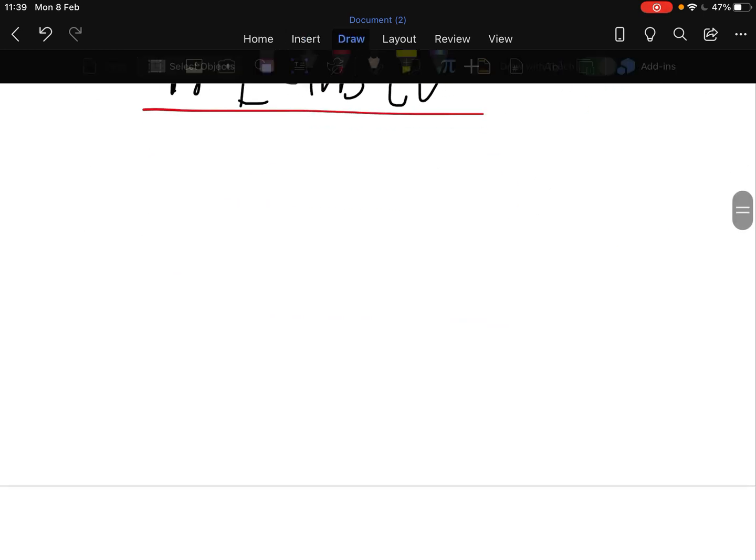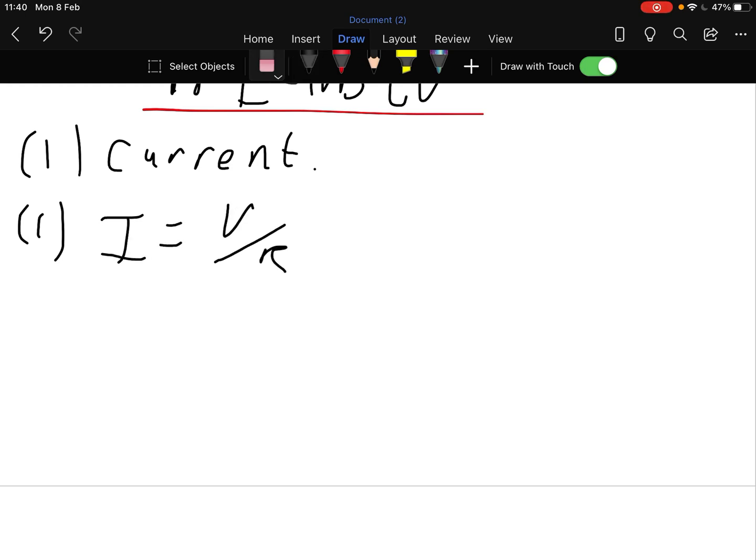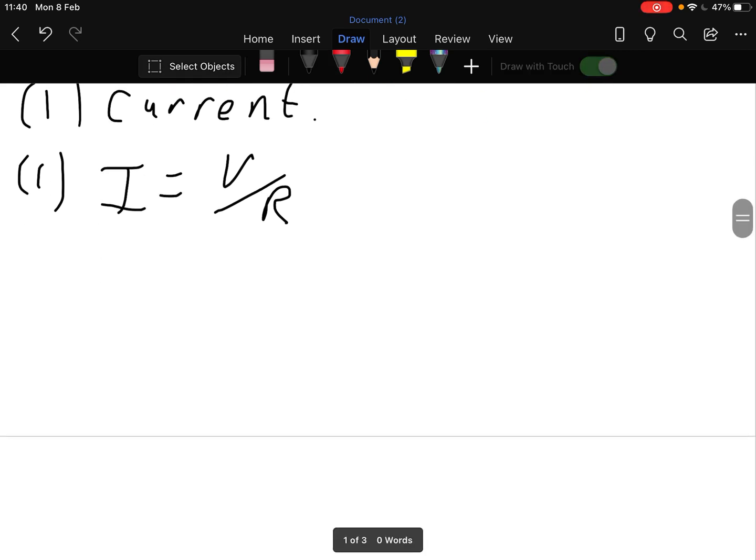So part 2 is the current then. What is the current? Okay. So, go to your log tables. What do we have for current? Well, current is V divided by resistance. Okay. Now, this E isn't the energy. It's the induced EMF, which is the voltage. Okay. Don't forget that. That's a mistake.